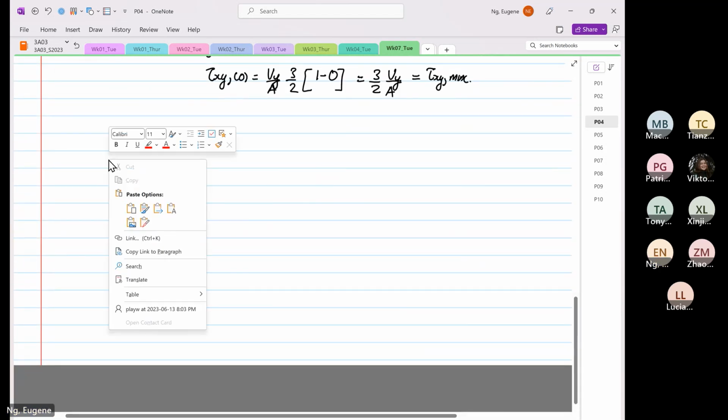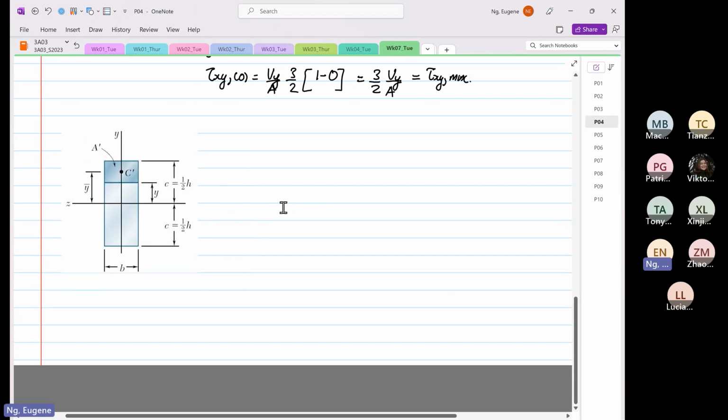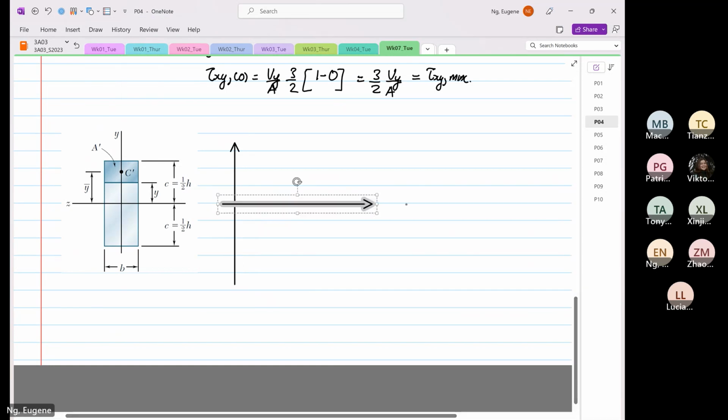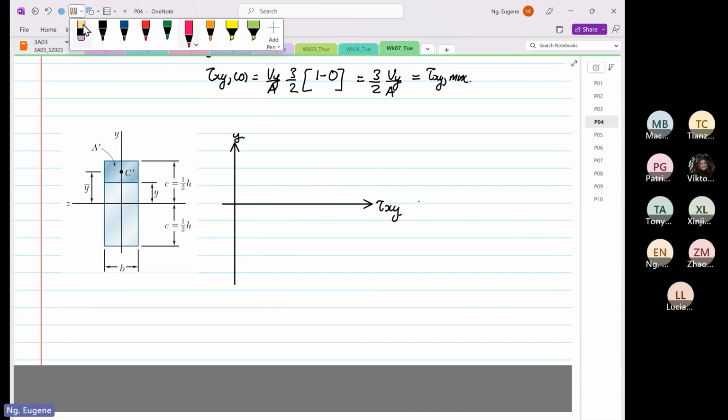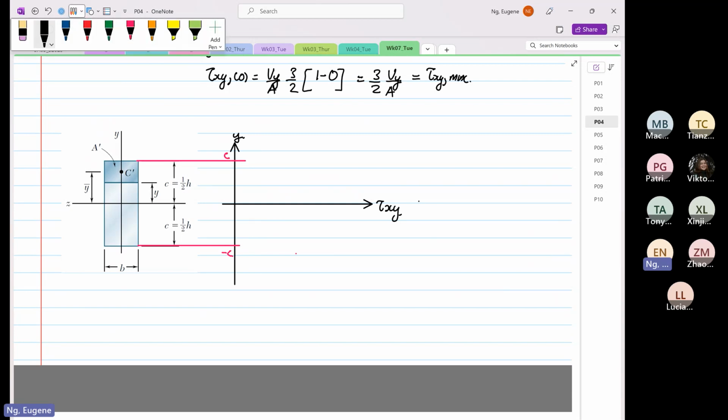So when we sketch the shear stress distribution, it will look like this. This is our axis. This is our shear xy, this is our y, and I'm going to sketch lightly where the structure starts and ends on the axis. So this is our C, below is our minus C. When we sketch our function, it will look like this.